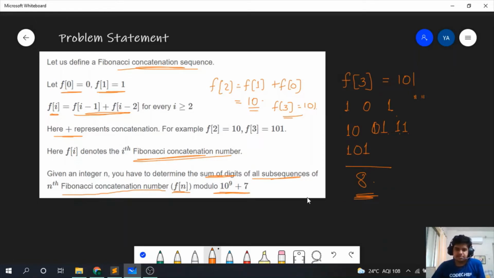Now one thing is very clear over here: since there are just ones and zeros, for all such Fibonacci concatenation numbers, all we will have is a binary string. A Fibonacci concatenation number will always be a binary string. So this is a good observation to keep in mind. And now let us proceed to the solution approach.